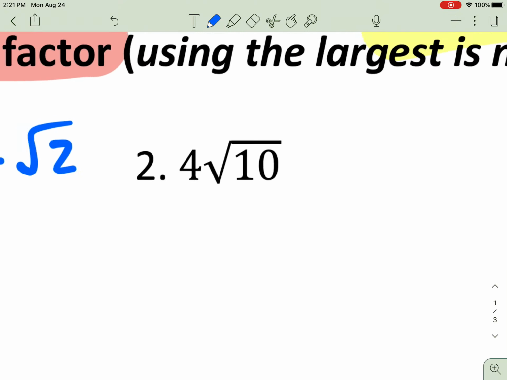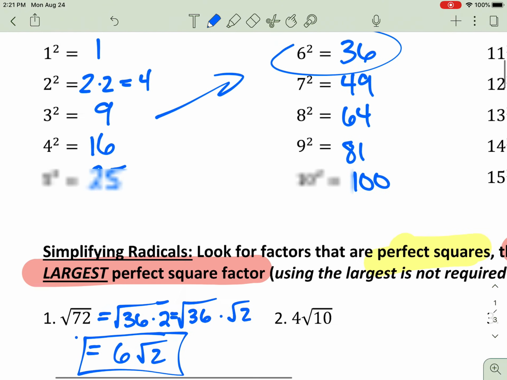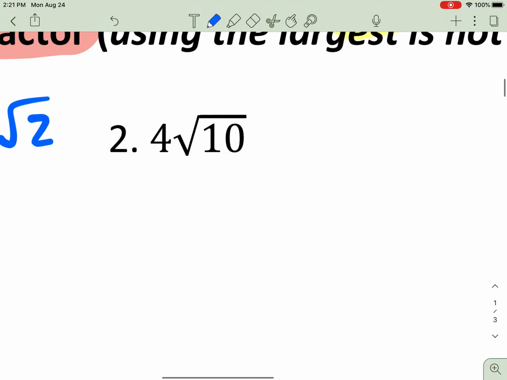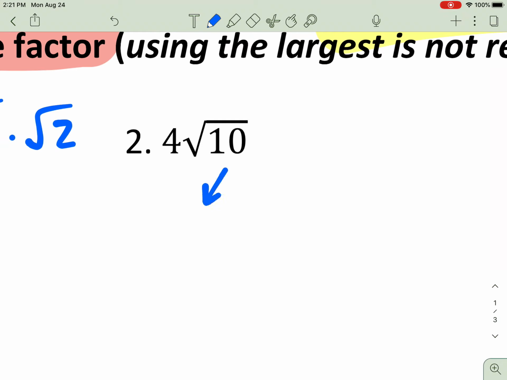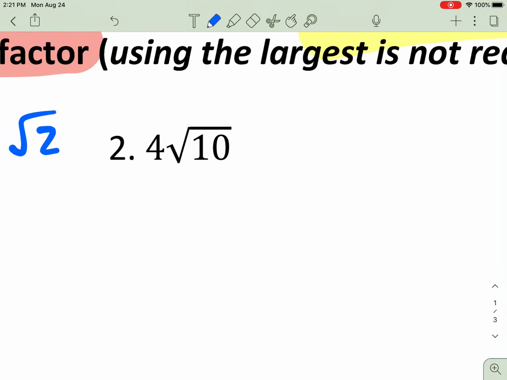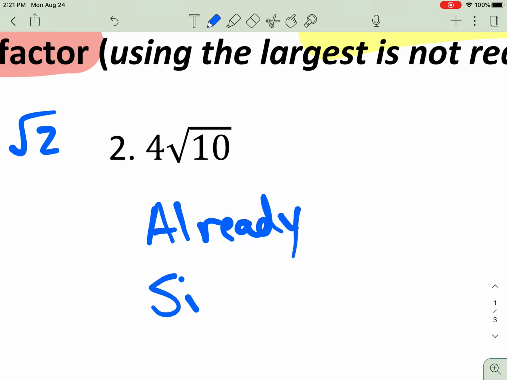Okay, so for radical 10, do the same thing. What's the biggest radical up top that goes into it? Well, the only factors of 10 are 5 and 2, but neither of those are perfect squares, so in this case, it's actually not simplifiable. This is the simplest it goes. So you could say not simplifiable or already simplified when that happens.